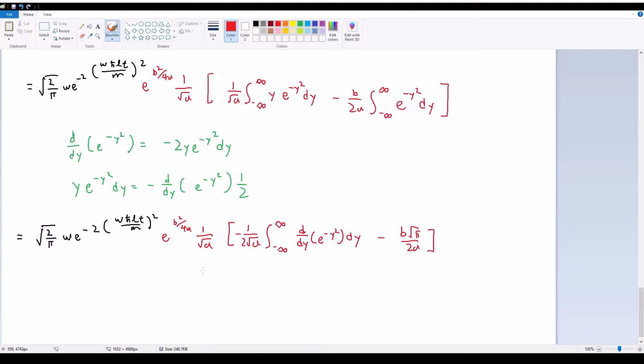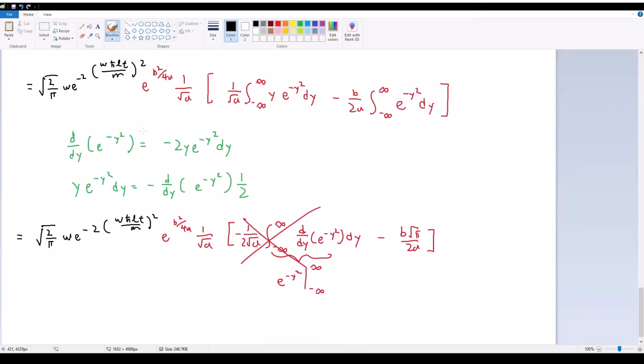And, excuse me, at this point, this integral just cancels out. So this is going to give us e to the negative y squared evaluated from negative infinity to positive infinity, which is just going to give us, at this point, 0. So this entire thing cancels out to nothing.